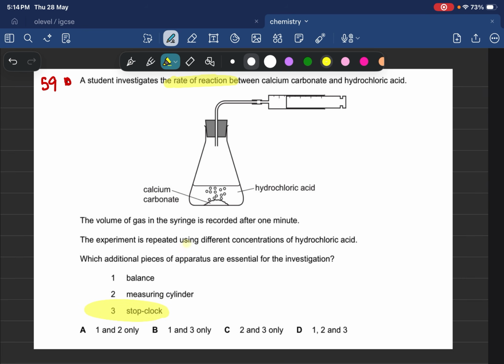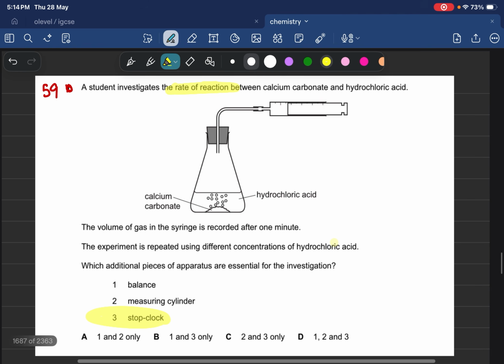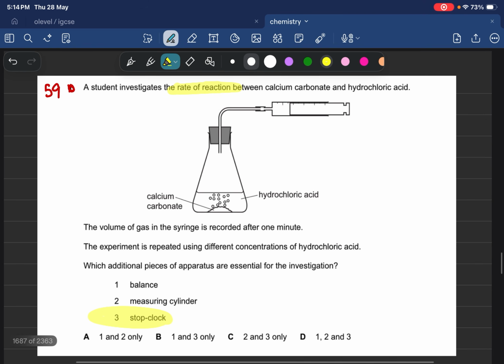The experiment is repeated using different concentrations of HCl. Since we have to change the concentrations, okay, which addition is essential for this investigation, the volume of the gas in the syringe is recorded after 1 minute. We need a balance for measuring different concentrations. No, I don't think so. For a measuring cylinder, yeah, we could measure volume by using the measuring cylinder. We would need a balance for the fixed mass of calcium carbonate. And for HCl, we'll use the measuring cylinder. For calcium carbonate, we'll use the balance and stop clock, so 1, 2, and 3.